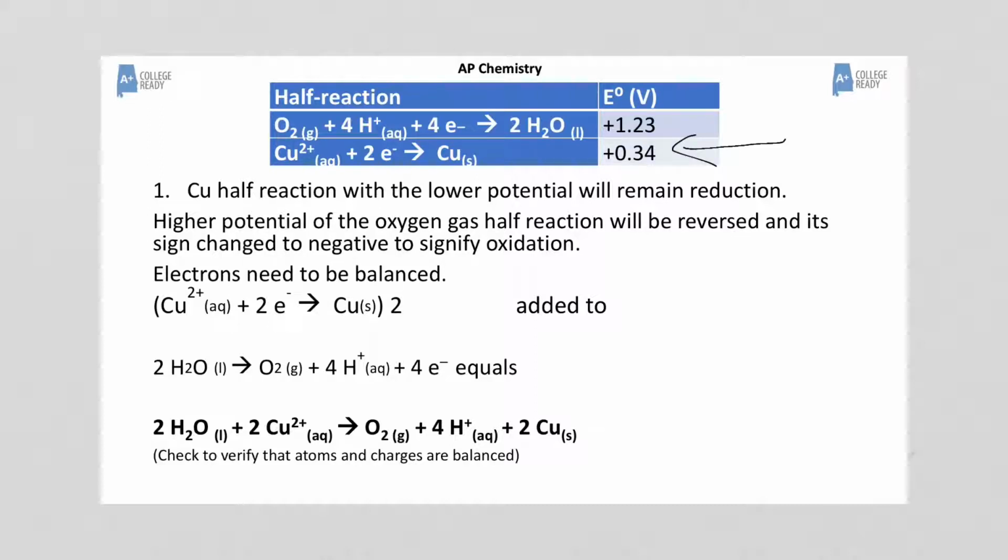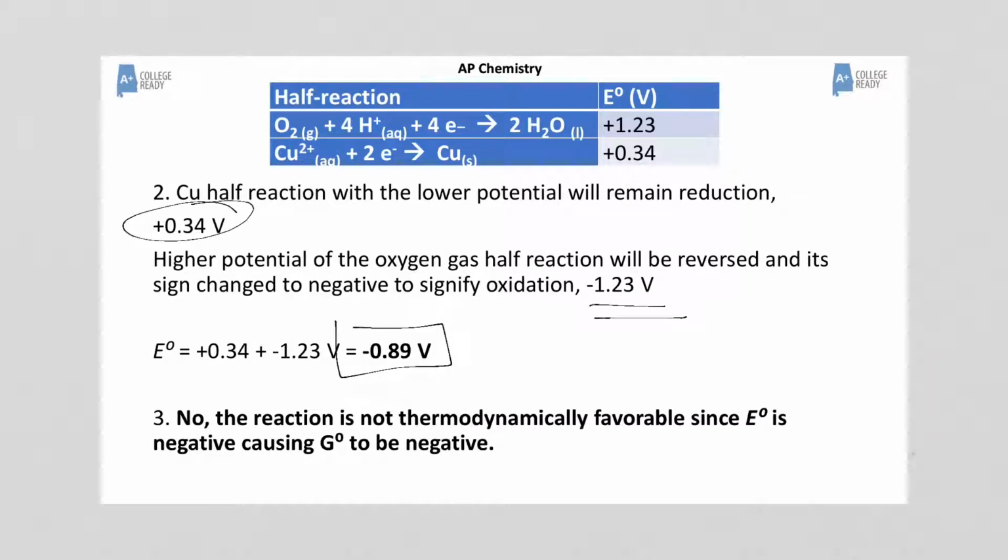So for the balancing, the oxidation is the half reaction that's going to get reversed since it's higher, and this is electrolysis. It has a transfer of 4 electrons, so that causes us to double the copper. When we add those together, we end up with 2 water molecules and 2 copper 2+ ions yields oxygen plus 4 H+ and 2 copper solid atoms. And then the third question, was this thermodynamically favorable? The answer is no. Since the cell potential is negative, that would cause delta G to be positive.